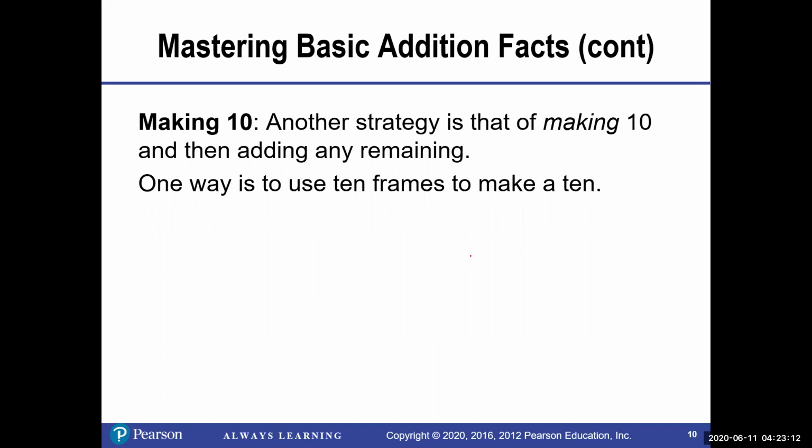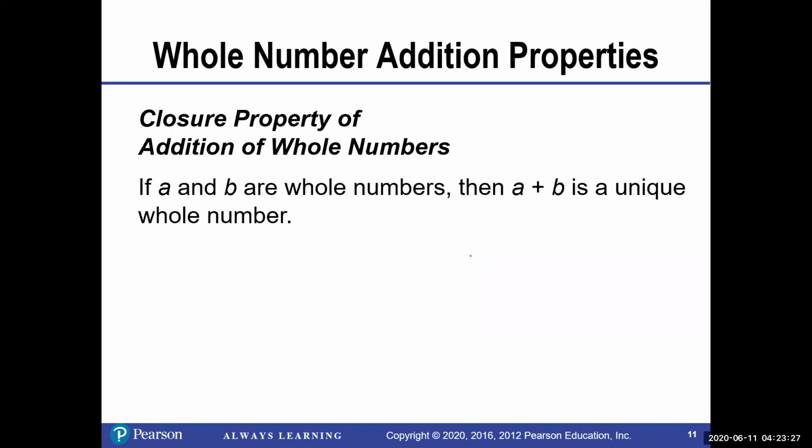Now, making 10, another strategy, is making 10 and then adding any remaining, okay? One way is to use 10 frames to make a 10. So making 10 is a very important and very easy way to add numbers. Now we look at whole number addition properties. The first property we want to look at is the closure property of addition of whole numbers. It says that if A and B are whole numbers, then A plus B is a unique whole number.